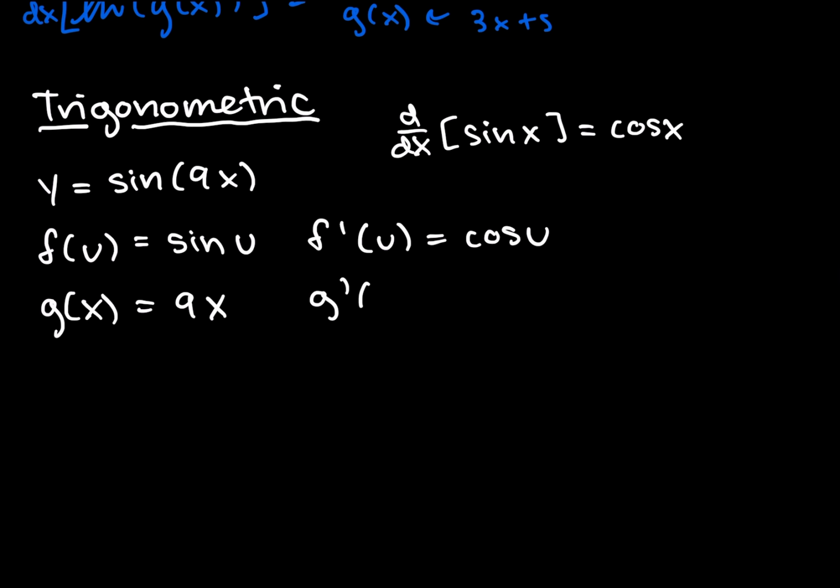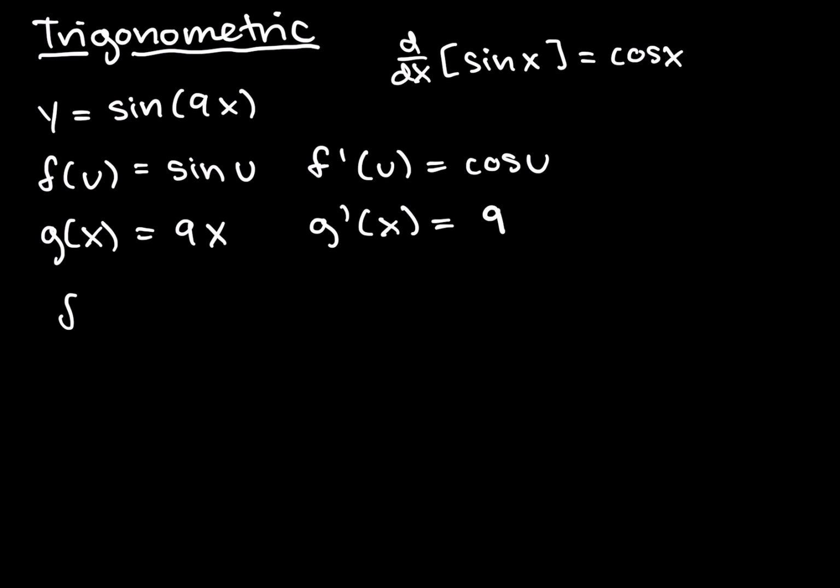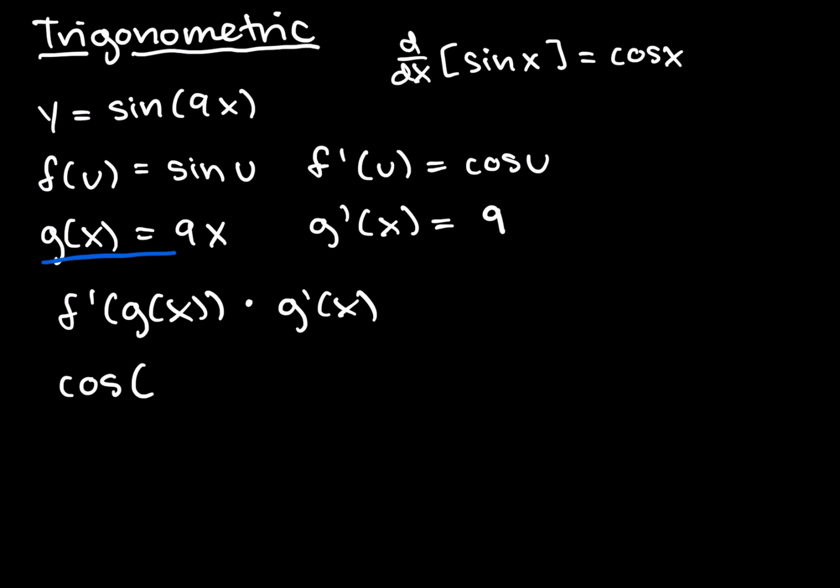And g prime of x, again, 9 times 1 is equal to 9. So to plug this into our little function, it will be cosine of u, which is our g of x. So cosine of 9x times g prime of x, which is 9.